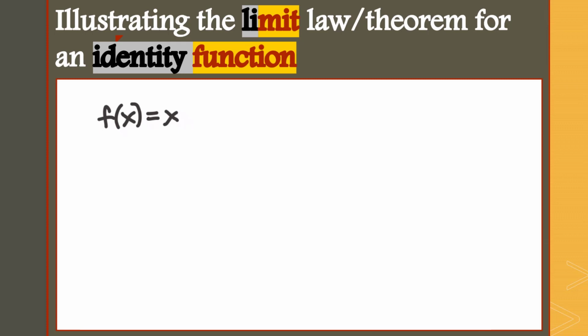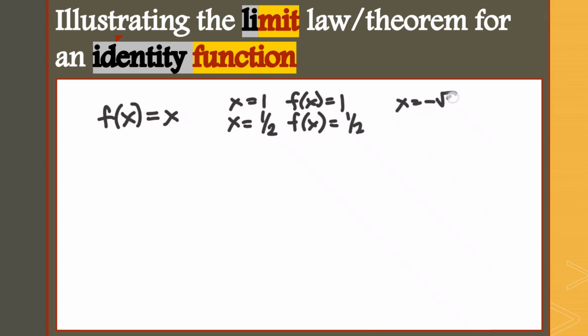Say for example, if x is equal to 1, your f of x will be equal to 1. If your x is equal to 1/2, your f of x will also be 1/2. If your x is equal to negative square root of 3, your f of x will also be negative square root of 3. Hence, this is the form of an identity function.